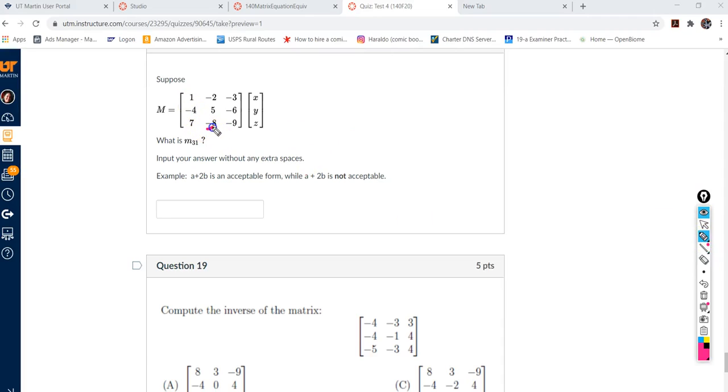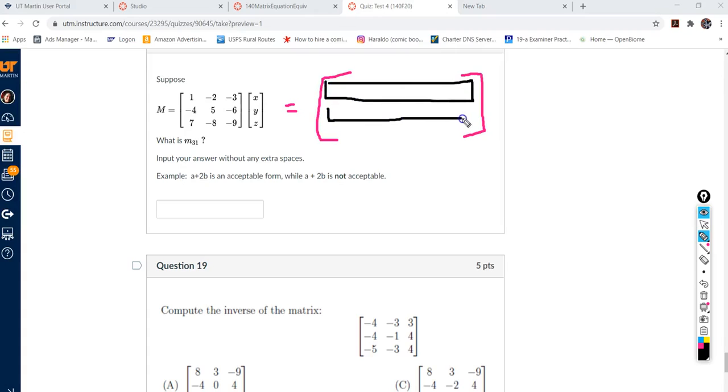This is a 3 by 3. And this is a 3 by 1. And so this will work because the inside numbers are the same, and we'll get a 3 by 1. Let me change color. I'll get a 3 by 1. I'll have 3 rows and 1 column.